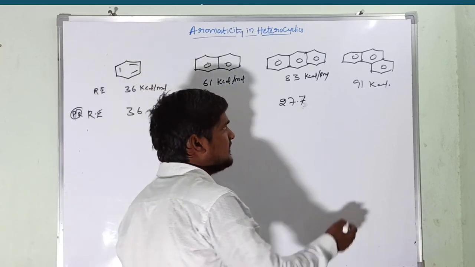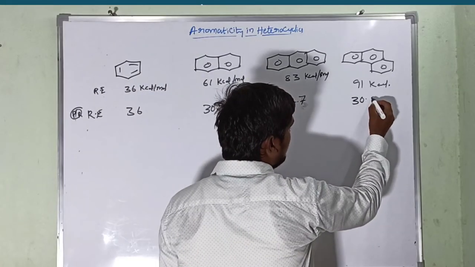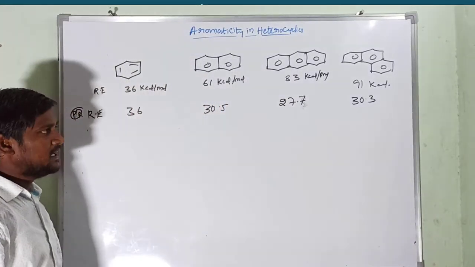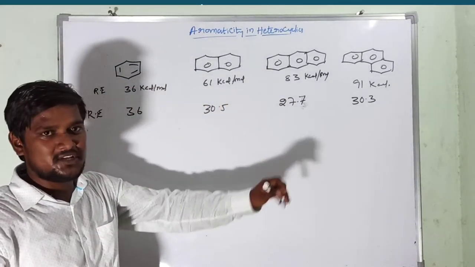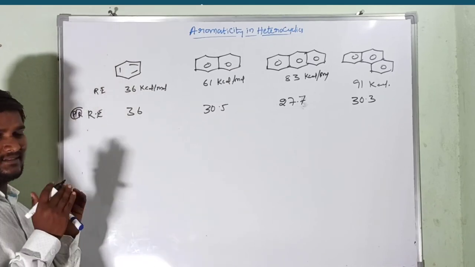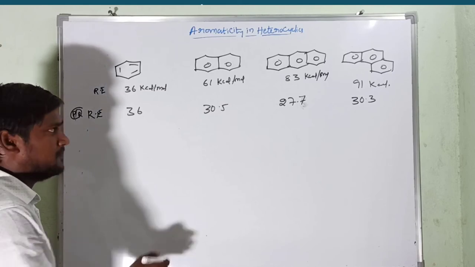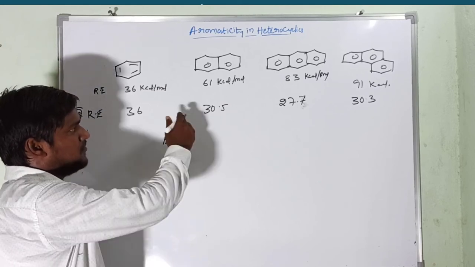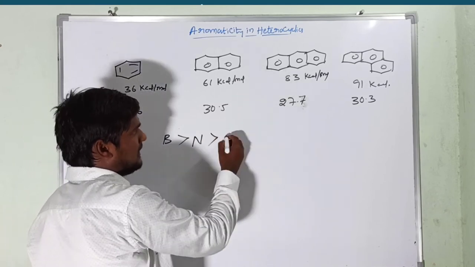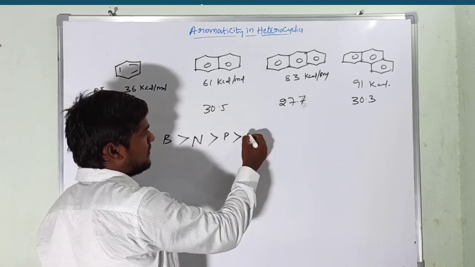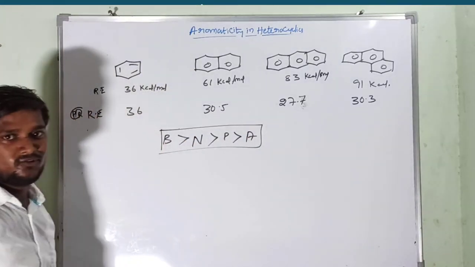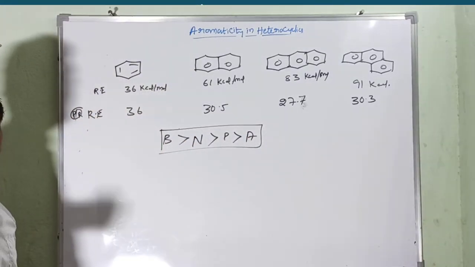Now here it is 91. This is approximately 30.33, that means closer to 30.4. This is the resonance energy order. Now let's arrange the more aromatic compounds. Benzene is more aromatic than naphthalene. Naphthalene is more aromatic than phenanthracene. Phenanthracene is more aromatic than anthracene. So this is the resonance energy order as well as the aromaticity order.